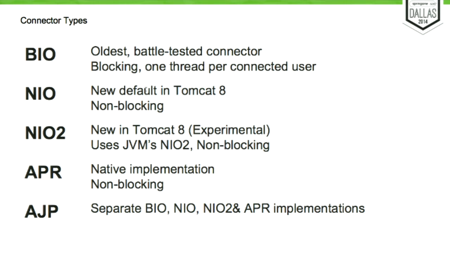The NIO connector, which is based on the NIO framework in the JVM, is now the default in Tomcat 8, and it's a non-blocking connector. Personally, I think it's incredibly stable, and if you're running a later version of Tomcat 7, it's also a good candidate there as well. So it's not just something you could use in Tomcat 8. Like I said, compared with the blocking I/O connector, it may not perform quite as well with a very small number of requests, but once you get a lot of concurrent things going on, it's going to really outperform the BIO connector.